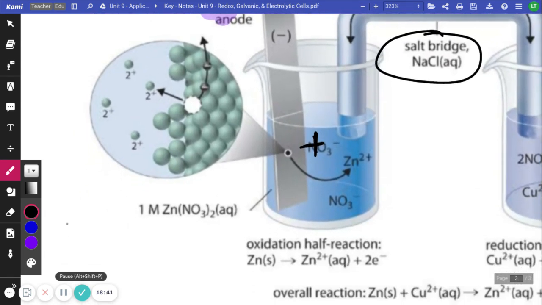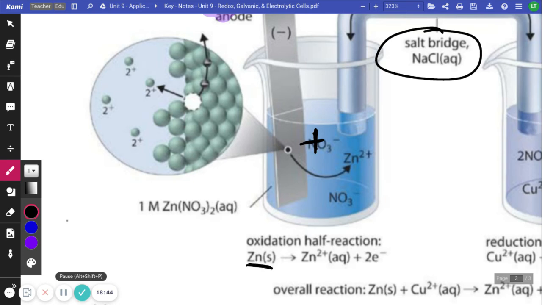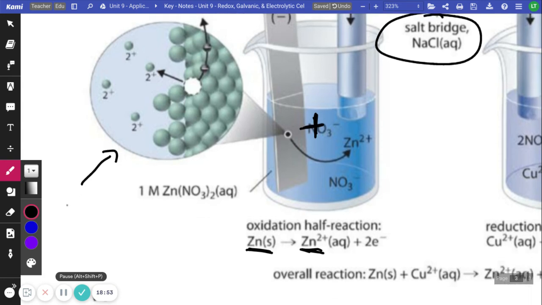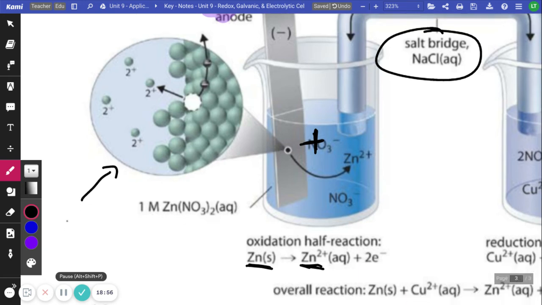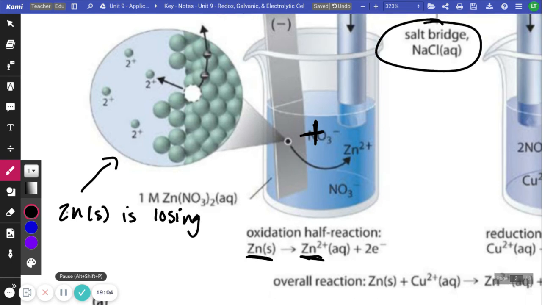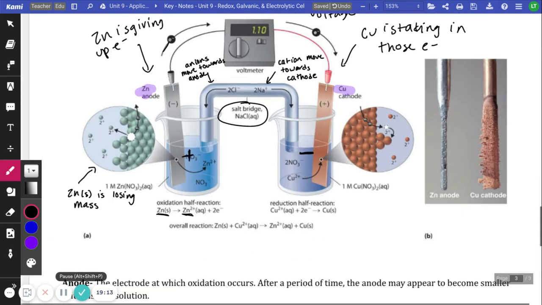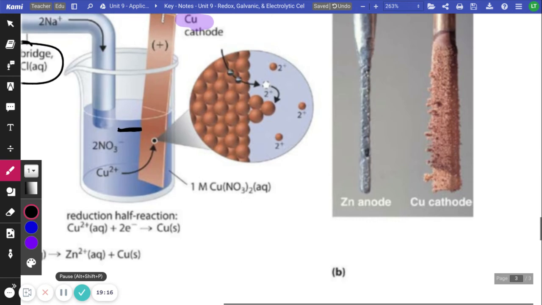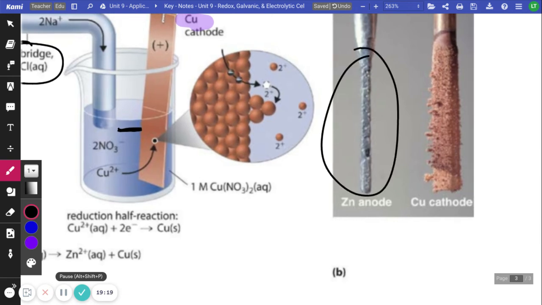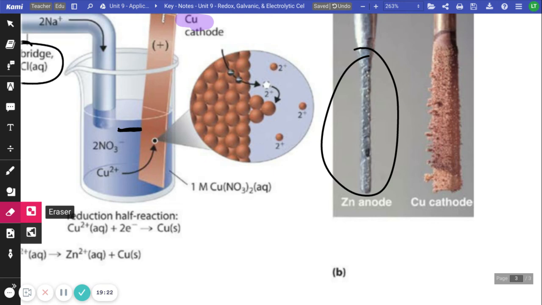So in our zinc half reaction, our solid zinc is being converted into aqueous zinc ions. So over time, my zinc bar is going to lose mass, because it's being converted into that solution as zinc ions. So it's losing mass. Here's a picture of the anode and the cathode after reacting for a while. You can see that our zinc anode has reacted quite a bit, and a lot of the zinc is gone.